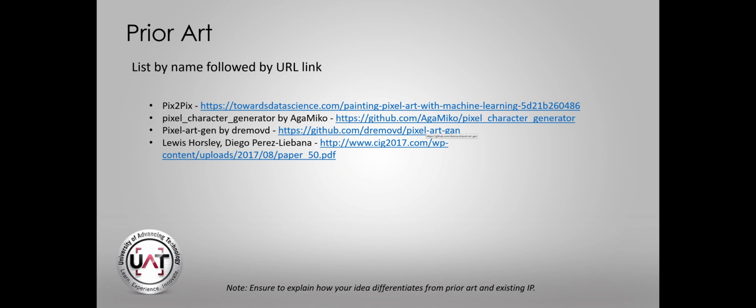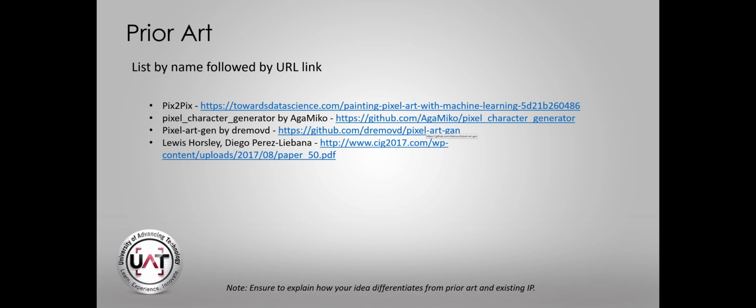The pixel character generator is just another one available on GitHub. It also generates single characters using a bunch of training data of just singular sprites. And then the pixel art gen is almost the same concept. It generates pixel characters, just single characters. To me, that's not too useful. Well, it is useful, but only really useful if you plan to have static images representing everything in your game.